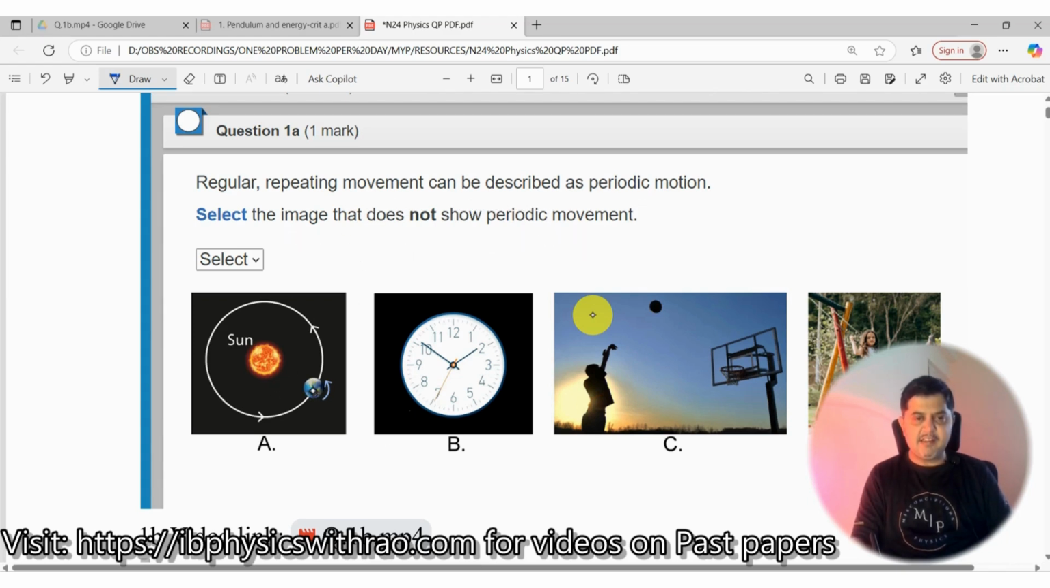For example, the earth here goes around the sun in 1 full year. Every year it does the same mundane task. It doesn't do anything else beyond it, right? So therefore, this is a periodic motion. I'll represent this by P.